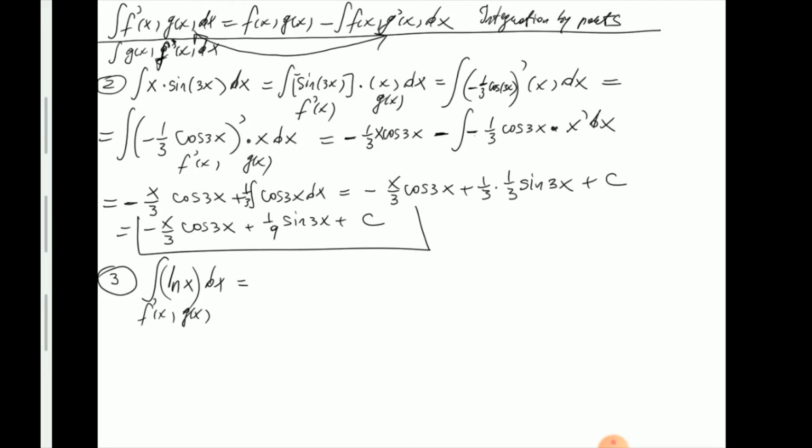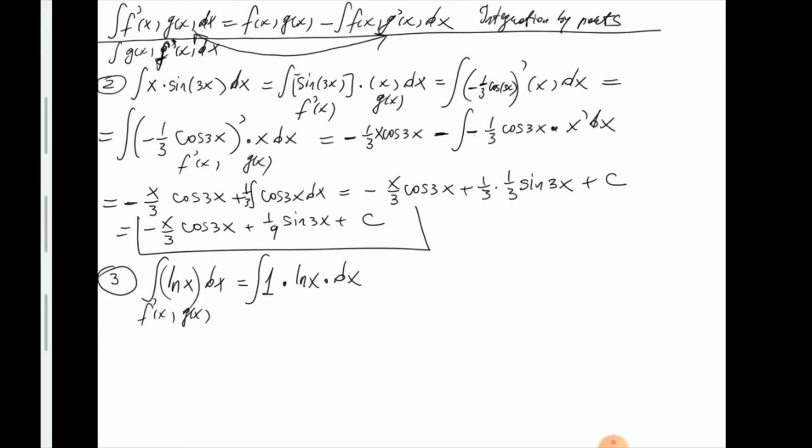So ln will disappear if it's g of x in the formula. The confusion usually is, what is f prime of x? Well, f prime could be just 1. Nothing wrong with that. So you could view this as 1 times ln of x times dx. Nothing wrong with that.